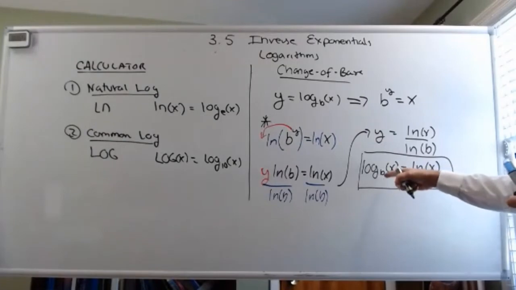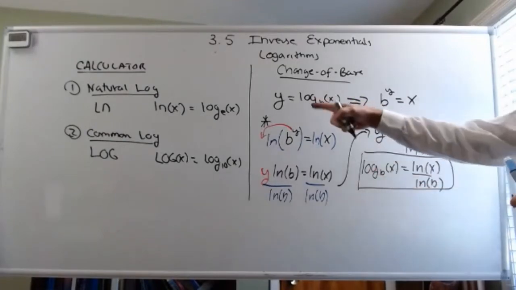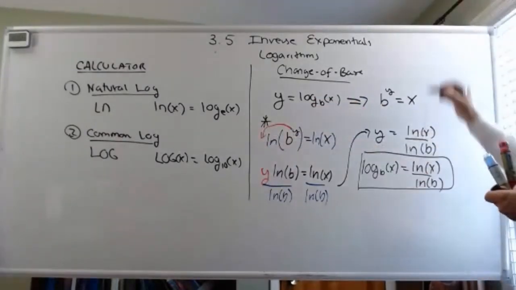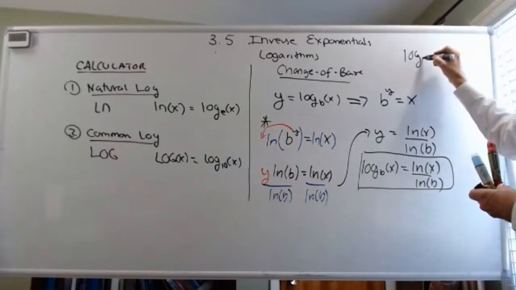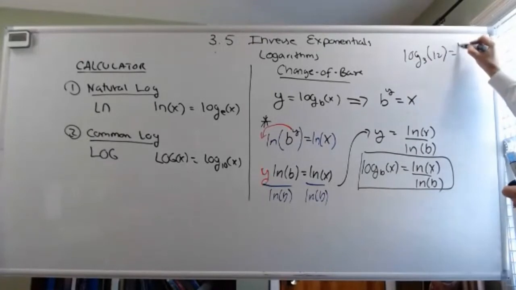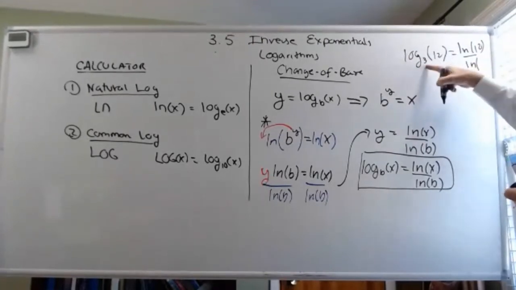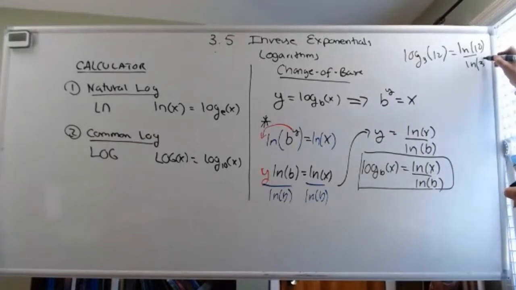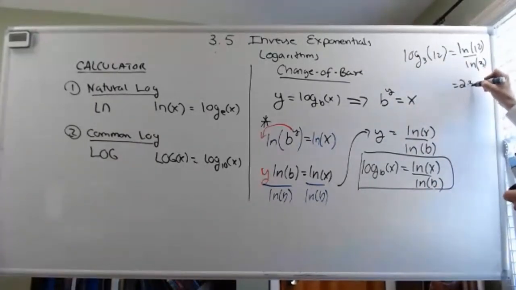If I want the log in the base 2, or like in the previous case, the log in the base 3 of 12, what do I do? I just do the natural log of 12 over the natural log of 3, the base, plug that in, and that's where I got that 2.26, whatever it was.